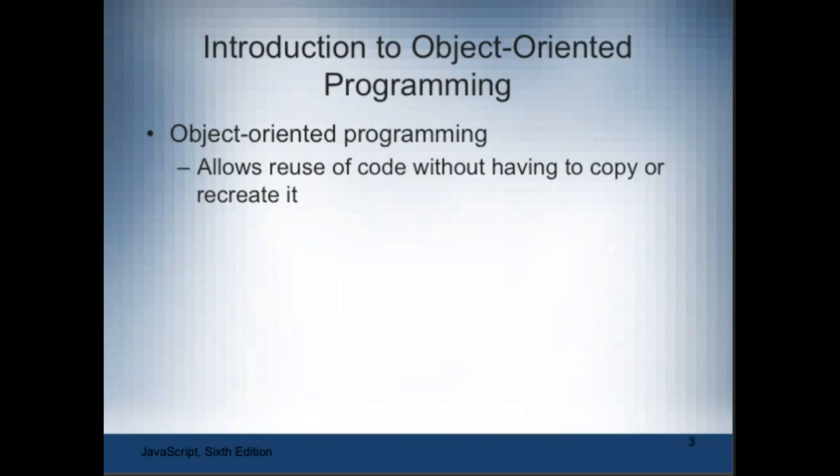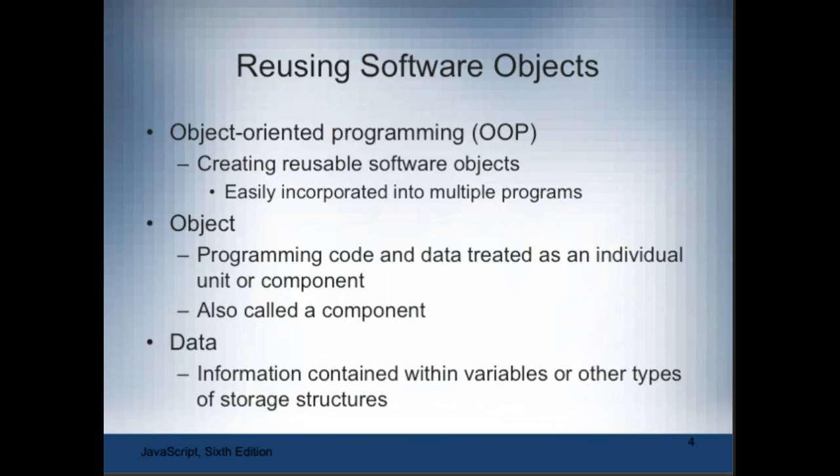Object-oriented programming allows you to reuse code without having to rewrite it for a specific situation. Object-oriented programming refers to the creation of reusable software objects that can be easily incorporated into multiple programs. The term object specifically refers to programming code and data that can be treated as an individual unit. Objects are also called components. The term data refers to information contained within variables or other types of storage structures.